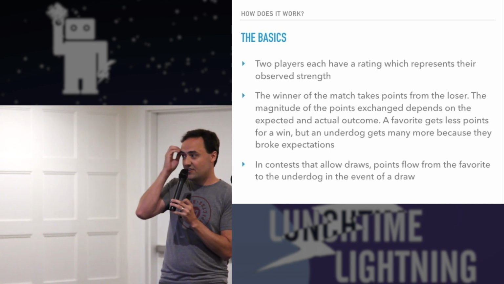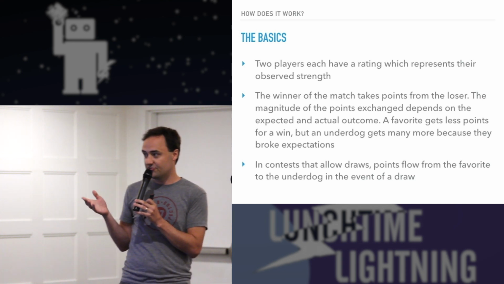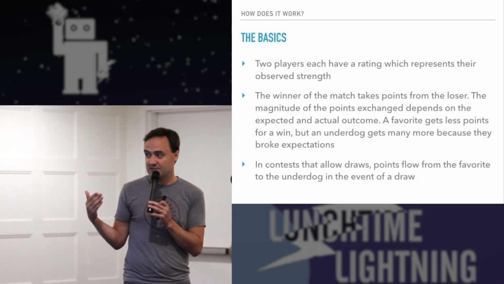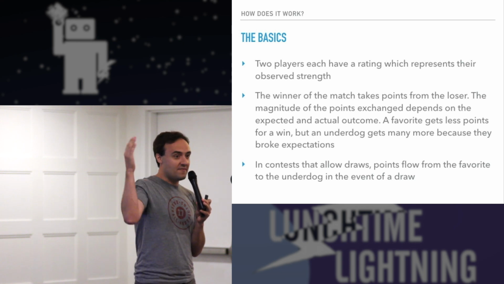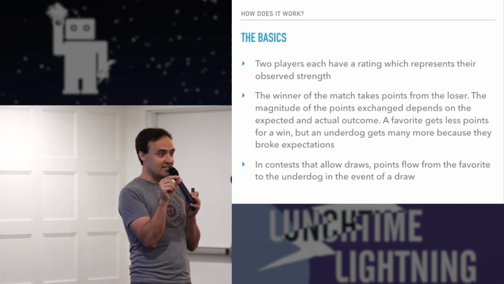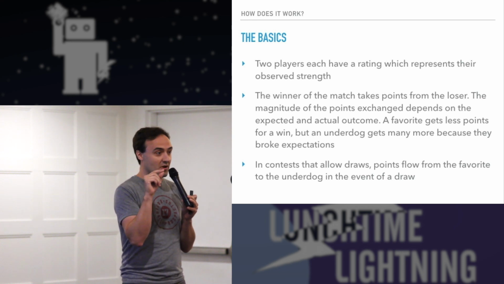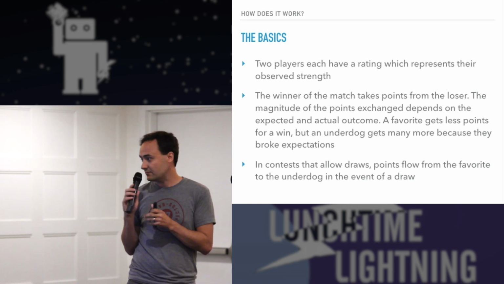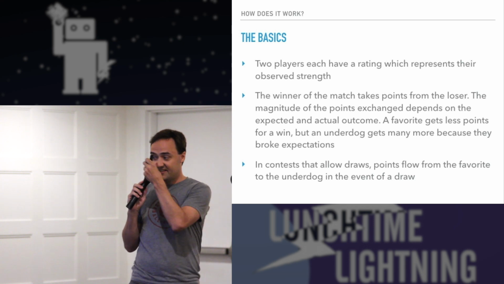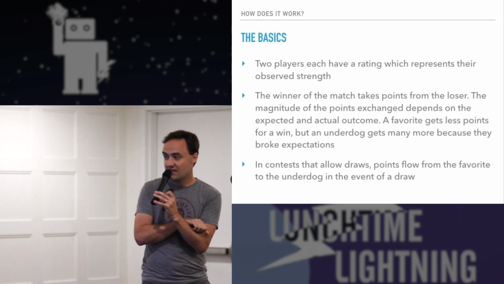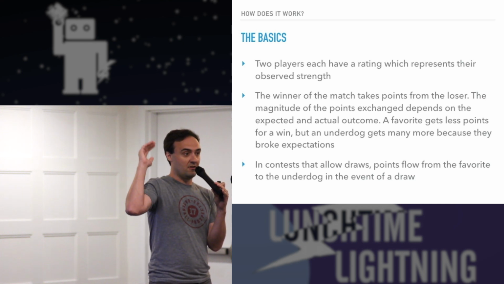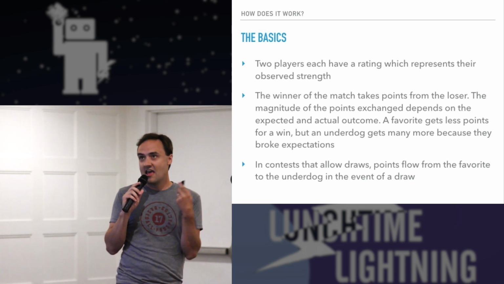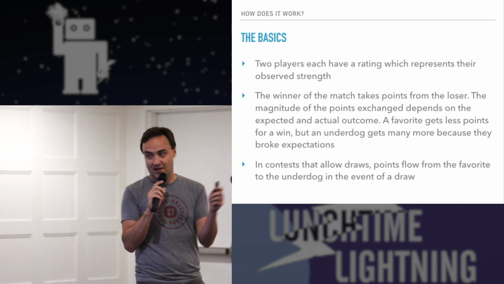Here's the basics. Two players have a rating. Each rating represents their observed strength. The winner of the match takes points from the loser, but the magnitude of the points exchanged depends on the expected and the actual outcome. So for example, if a heavy favorite beats an underdog, they get a very, very tiny amount of points taken away from the loser. But if the underdog beats a heavy favorite, they steal a massive number of points because that result was not expected. And in contests that allow draws, such as chess, an underdog that earns a draw with a favorite actually steals points from them. And in chess, the original ELO implementation, a draw is treated as half a win and half a loss. I'm gonna show how the math works in a second.